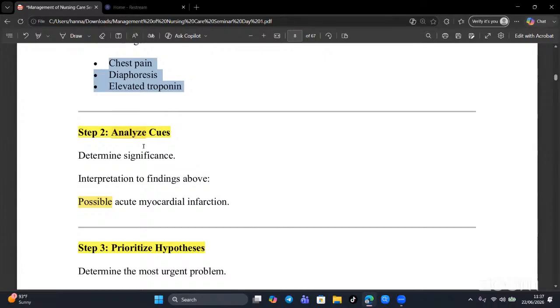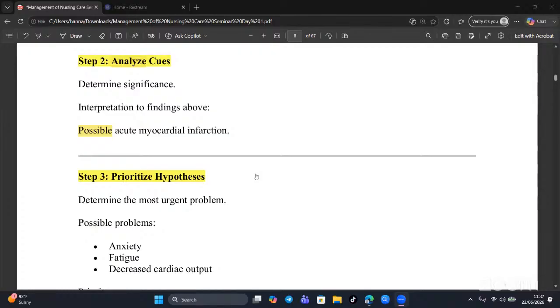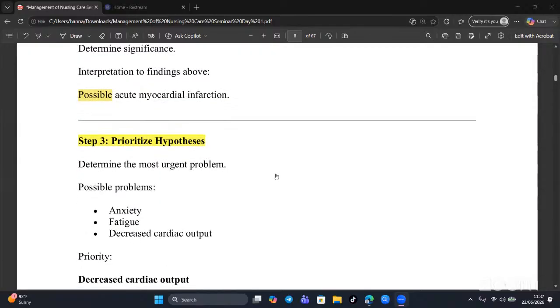You don't end here. A lot of people get it wrong with NCLEX and other exams. Cool. So after that, you prioritize your hypothesis. You look at the problems the patient has presented, then you prioritize. You determine the most urgent problem.